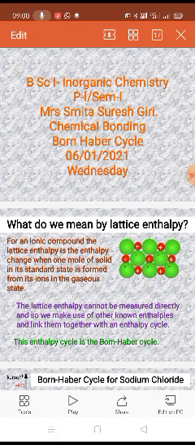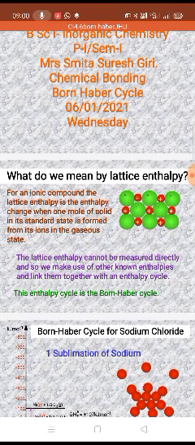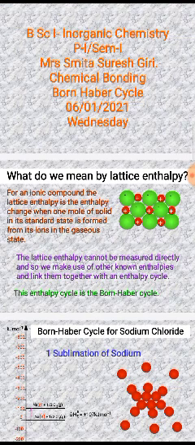A chemical bond is nothing but the attraction between two atoms present in a chemical. The Born-Haber cycle is described for the lattice enthalpy. So, what do we mean by lattice enthalpy? Let us see the diagram, where the positive ions are shown surrounded by electrons.